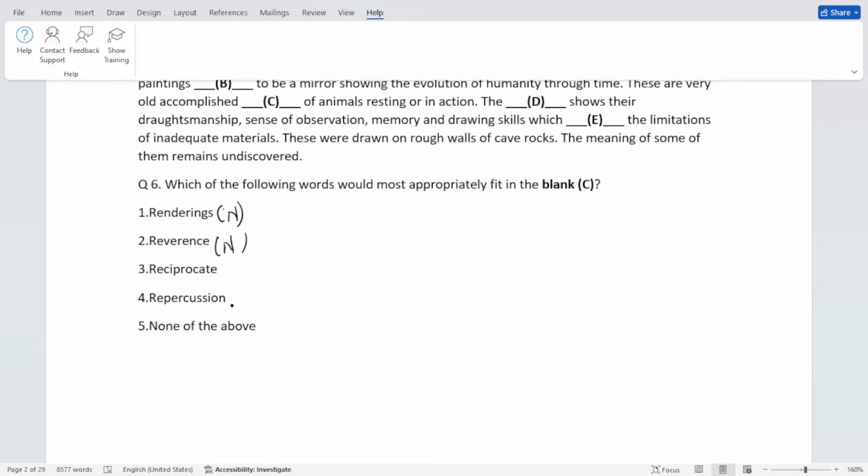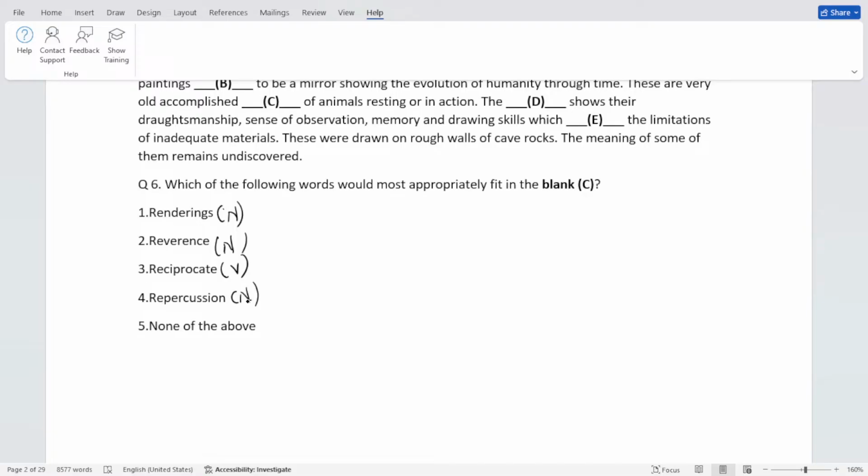And next, reciprocate will be considered as a verb. So in that case, it means giving the guest of honor to others. Replication, here it is also considered as a noun. So in that aspect, unintended consequences are unwelcome situations, in that they have to follow.